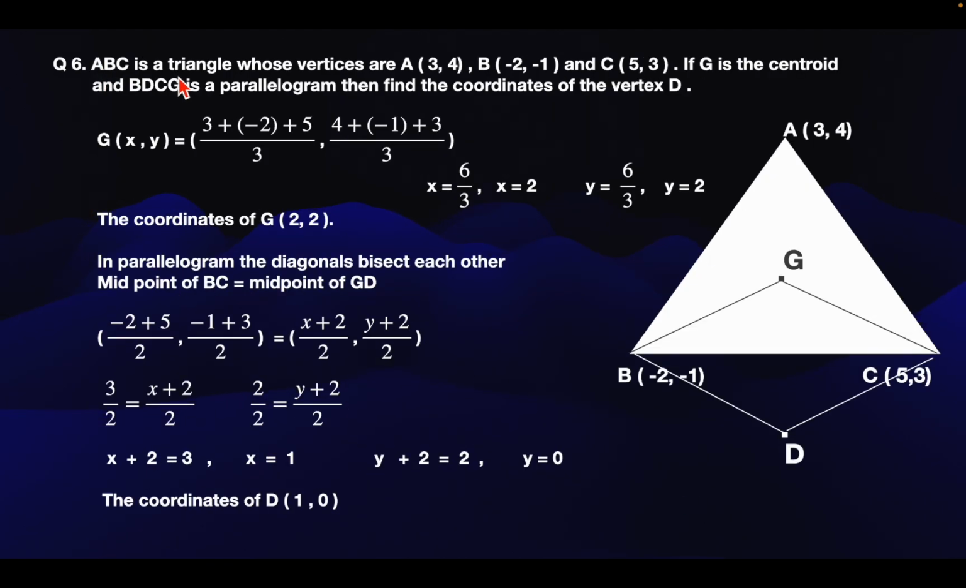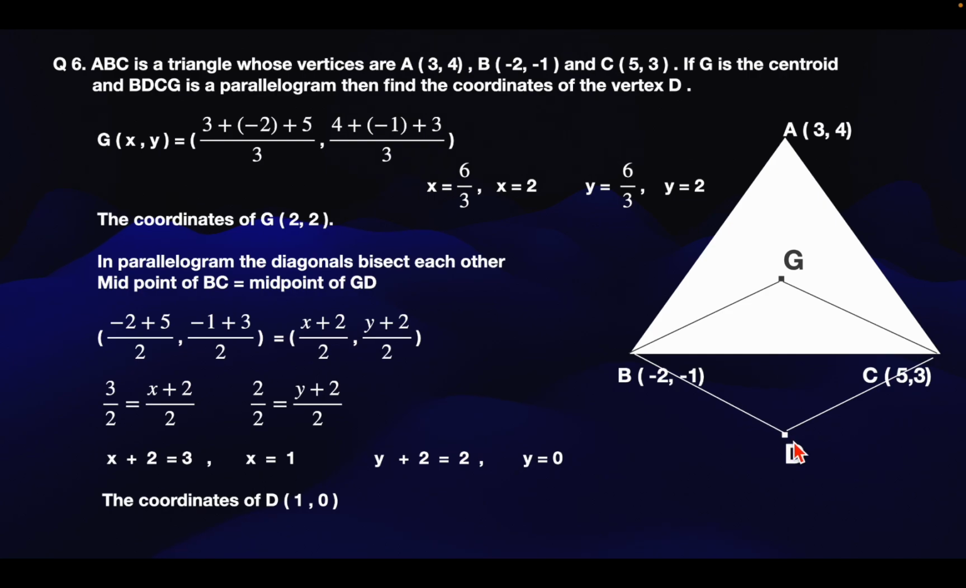Question 6. ABC is a triangle whose vertices are A, B and C. If G is the centroid and BDCG is a parallelogram, then find the coordinates of the vertex D. So here ABC is the triangle, and G is the centroid. Here they have given us the coordinates of A, B and C. We will apply the centroid formula and find out the coordinates of this point G. So here we get the centroid as (2, 2).